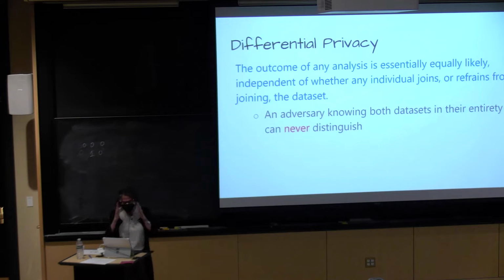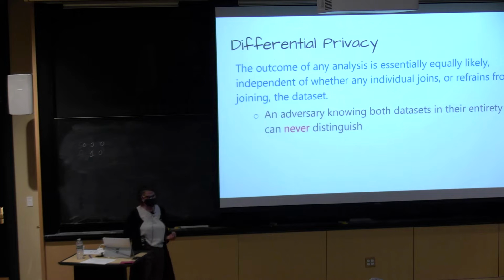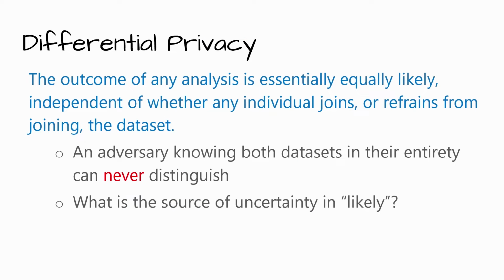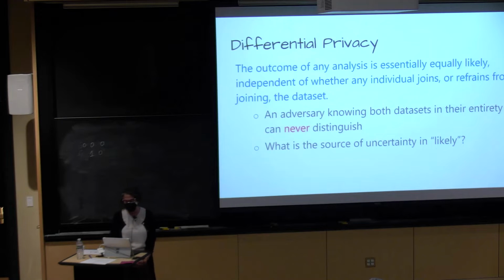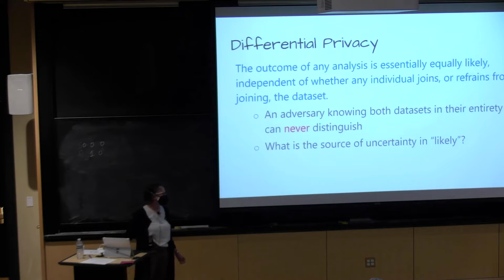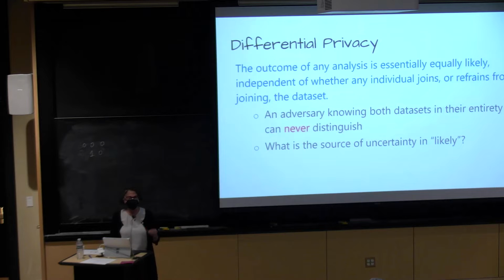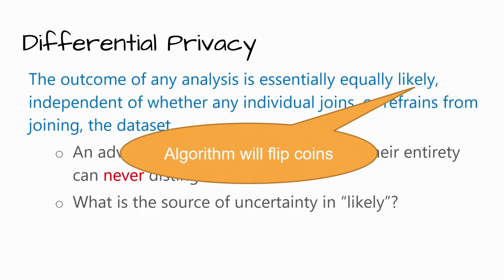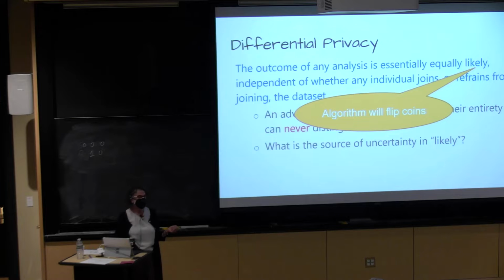So again, an adversary knowing both data sets in their entirety will never be able to distinguish. So the question is, what is the source of uncertainty when we say essentially equally likely? Where is that likelihood coming from? It's not over the choice of the data set. It's over randomness that is introduced by the algorithm. So our algorithm is going to flip some coins, and that's where the uncertainty is coming from.